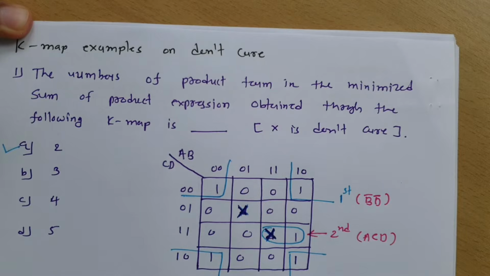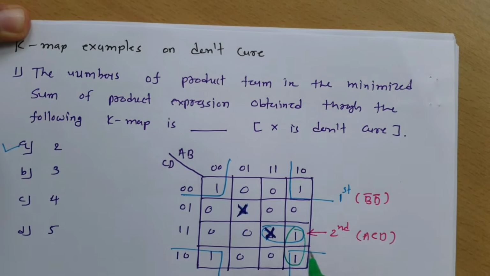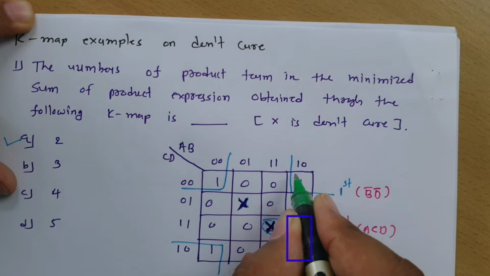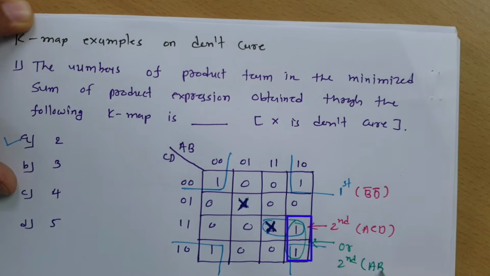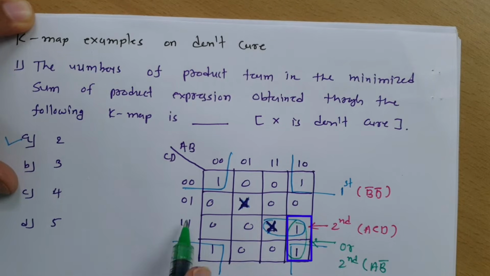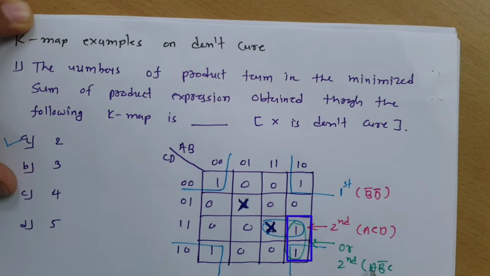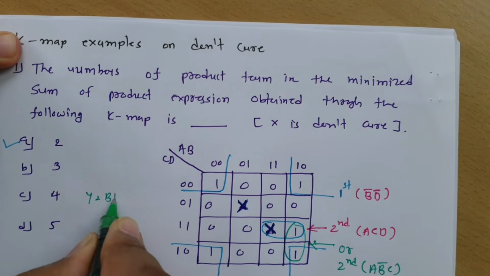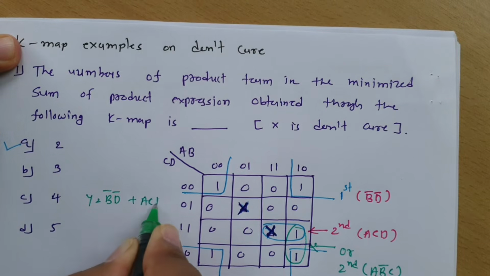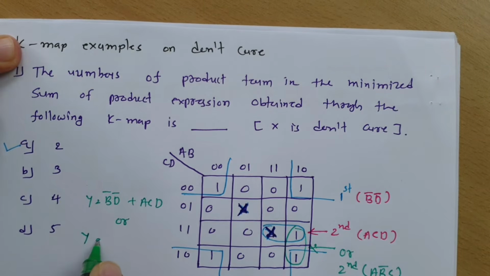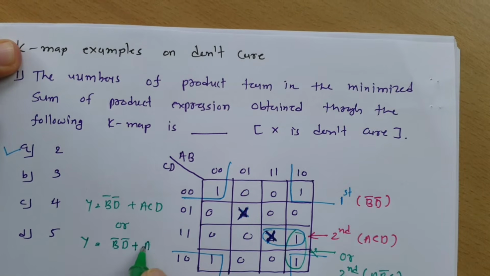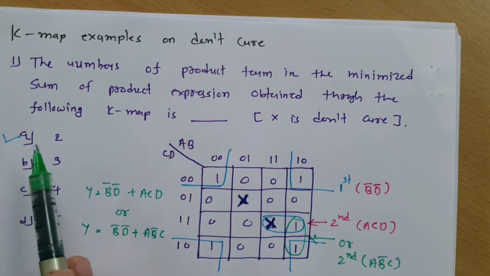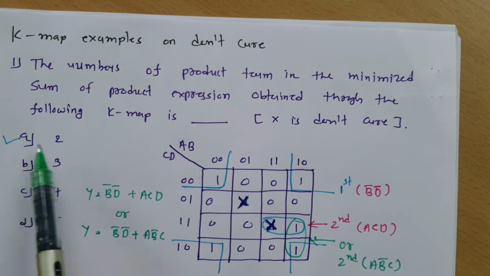But there is one more possible answer that one should know. There can be a second group as per this. So our second answer could be: you see AB is 10, meaning A B bar, and CD is 11 and 10, so C is constant 1, so I can write A B bar C. So there can be two possible answers: Y equals B bar D bar plus ACD, or our function Y could be B bar D bar plus A B bar C. Both answers are correct, and in both answers we can see two groups are possible. So this is our answer 2.